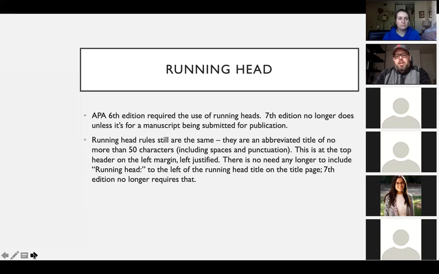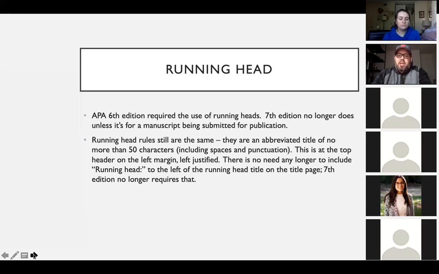Additionally, the running head: in the 6th edition, APA required the use of running heads. The 7th edition APA does not, unless it's being submitted for a publication. So for your assignments, there is no need for you to include a running head, but you do need to make sure that you include the page numbers up at the top and on the right-hand side of your header. Additionally, if you are using a running head, those rules are still the same as previous. And again, this is just if you're submitting for a publication.